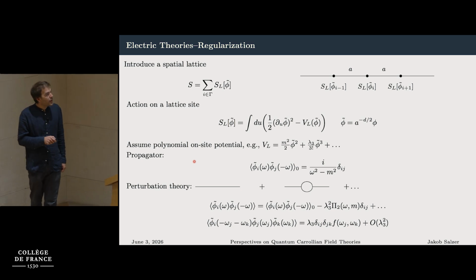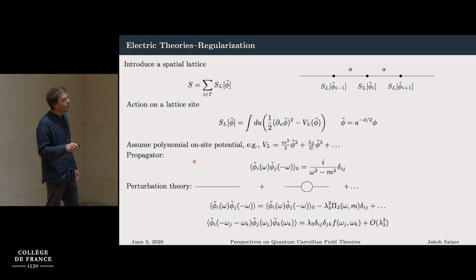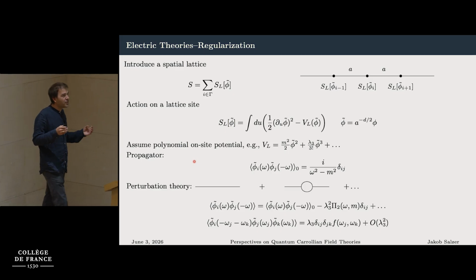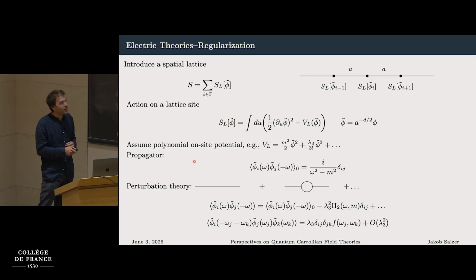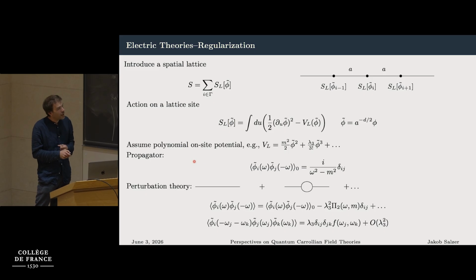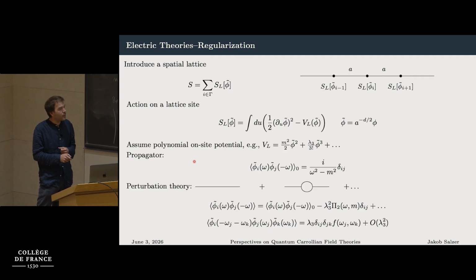Now we assume that on each lattice site there's some polynomial potential, some quadratic potential, cubic, whatever. And now you can go, and this is just an exercise in quantum mechanics, you can start doing perturbation theory. So you have your propagator, which is just a free propagator, so we assume there's a mass there, 1 over omega squared minus m squared.